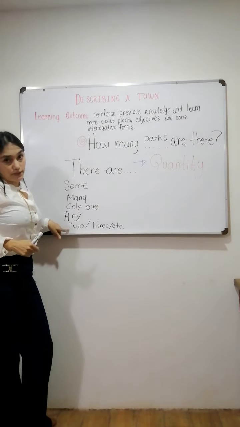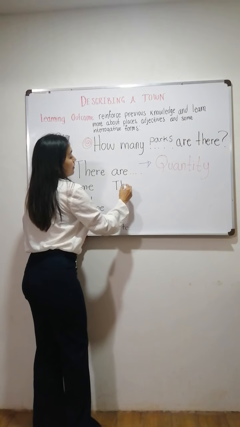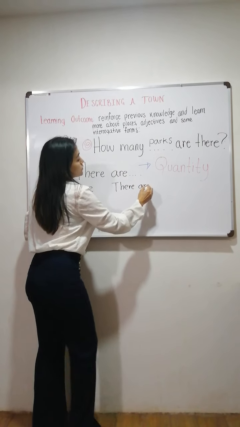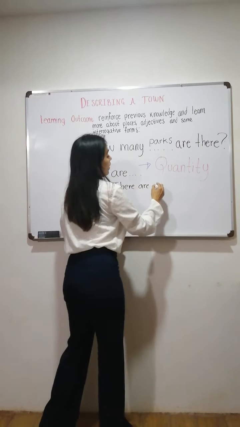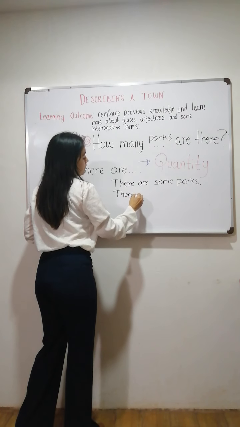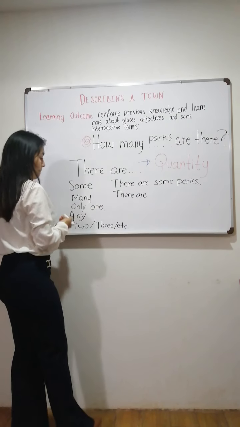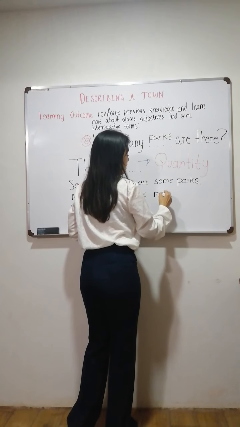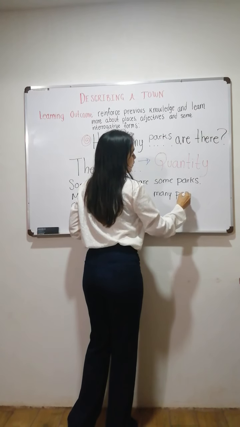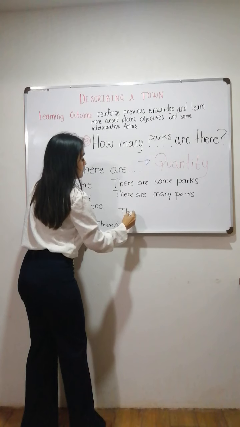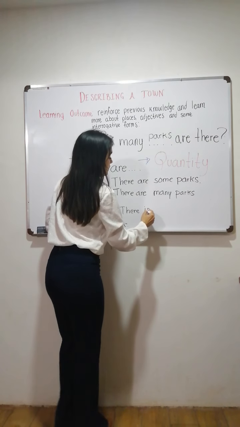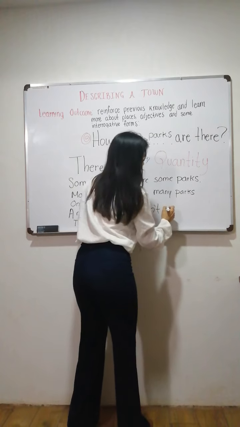Example, with some, there are some parks. Okay? Algunos, hay algunos parques. Or there are many parks. Or within, there isn't any park.